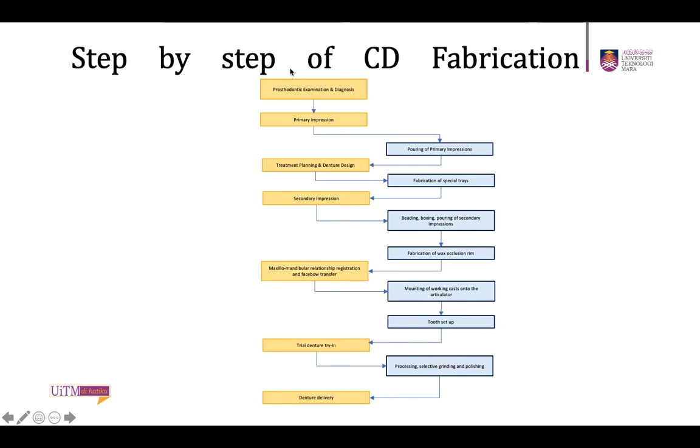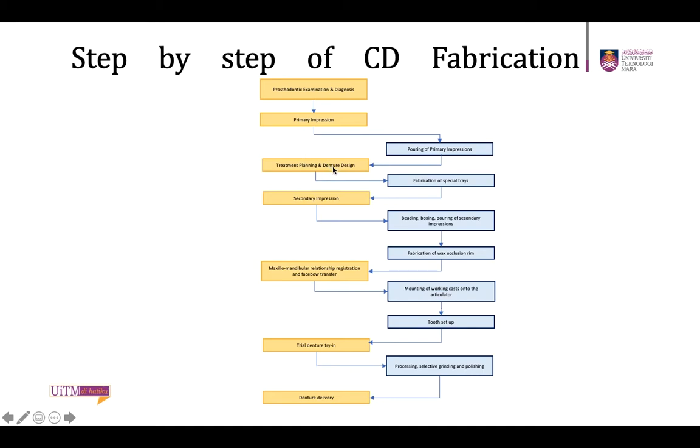For complete denture fabrication, you always start with the prosthodontic examination and diagnosis. And usually in the same visit, you do the primary impression. After that you dismiss the patient. You bring the impression to the lab and pour the impression. So for the next visit, you already have the cast for the treatment planning and the denture design stage. You have to present the case together with the cast that you already have in hand.